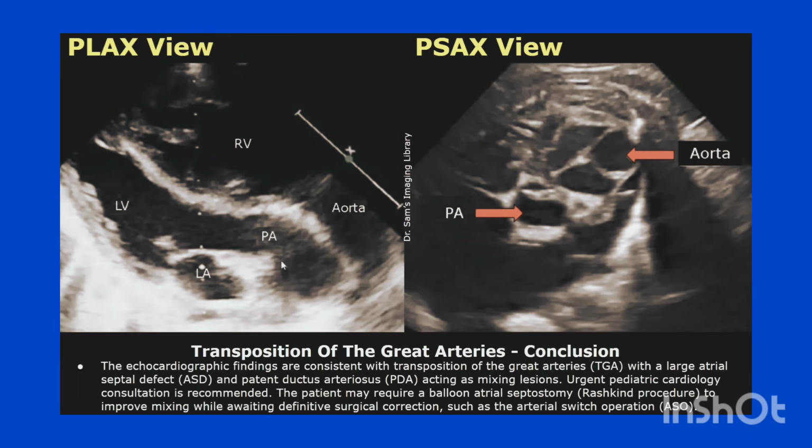Here is the conclusion. The echocardiographic findings are consistent with transposition of the great arteries with a large atrial septal defect and patent ductus arteriosus acting as mixing lesions. Urgent pediatric cardiology consultation is recommended. The patient may require a balloon atrial septostomy, a Rashkind procedure, to improve mixing while awaiting definitive surgical correction, such as the arterial switch operation.